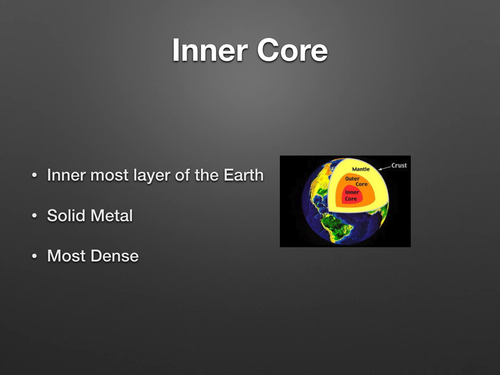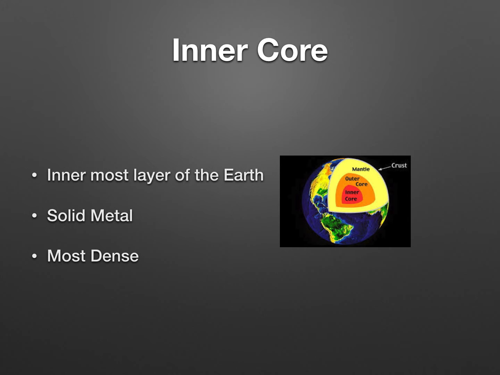So first with the inner core. We're starting from the center of the earth out. The inner core has three main things you need to know. It is the innermost layer of the earth, meaning if you went to the center, you are in the inner core, hence inner. It is made of solid metal. It is so hot and pressurized that metal actually solidifies, and it is also the most dense layer. You have to know the most and least dense, and the inner core is the most dense.